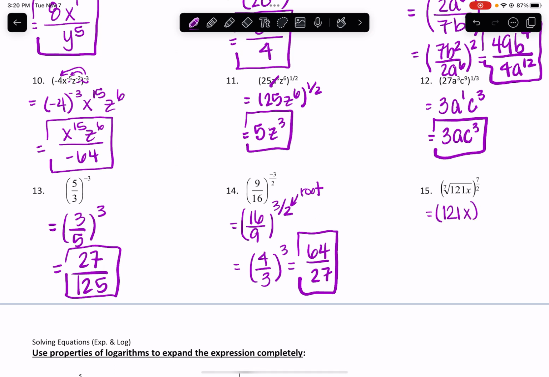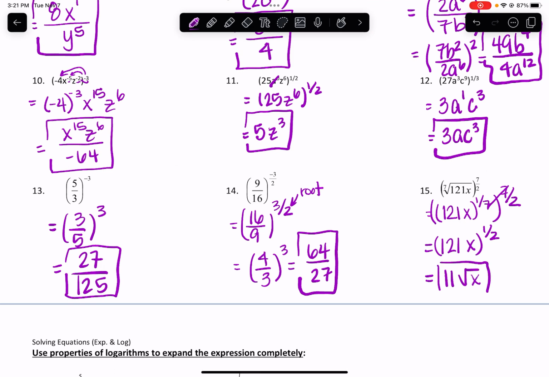121x to the 1/7 to the 7 halves. 1/7 times 7 halves is 1/2 because the 7's divide out. So I really have 121x to the 1/2. The square root of 121 is 11 square roots of x. Or you could have kept that raised to the 1/2. Both would have worked.